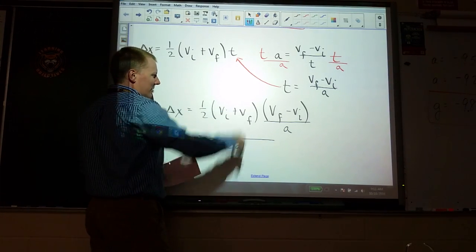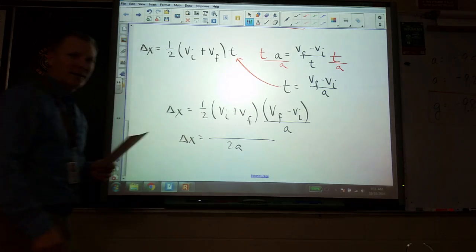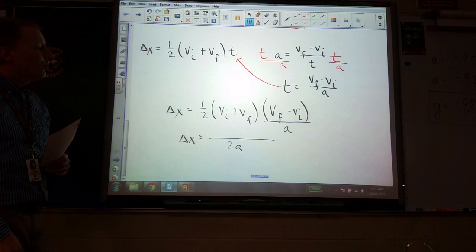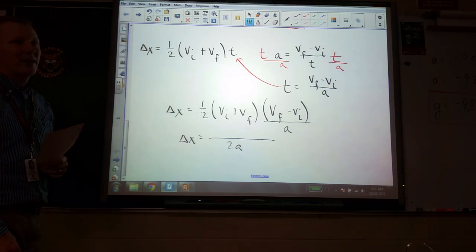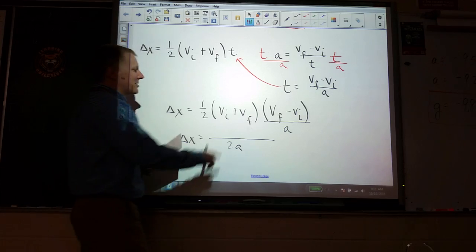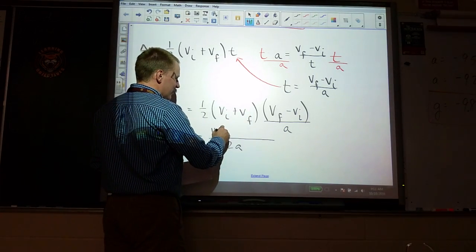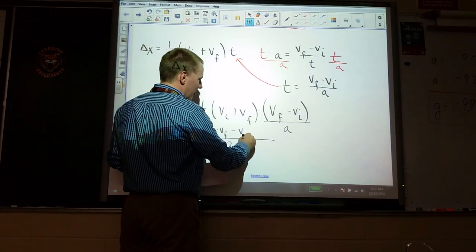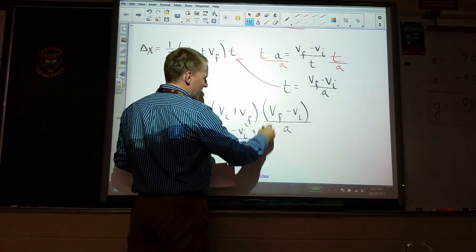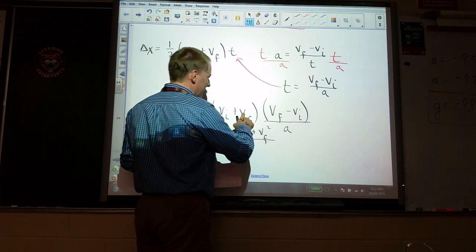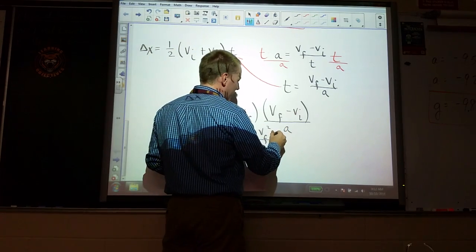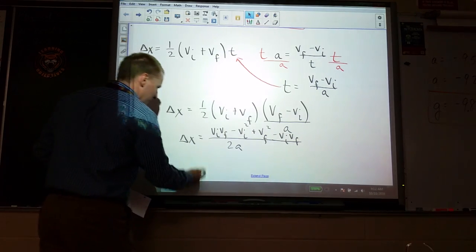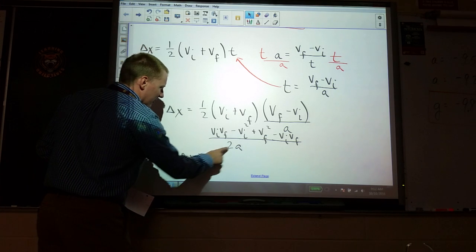What do I get from this part? Well, the middle terms cancel out, right? Because we have positive and negative. Maybe I should just go through. So we have vi times vf from these two, negative vi squared there. vf times vf is vf squared. And then vf times negative vi is a negative vi vf. I'll move this down in just a sec. See how much I can move down.